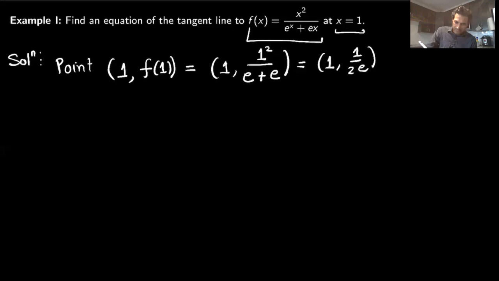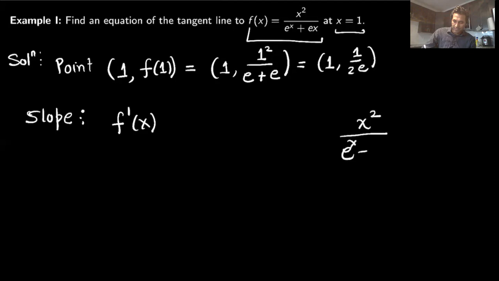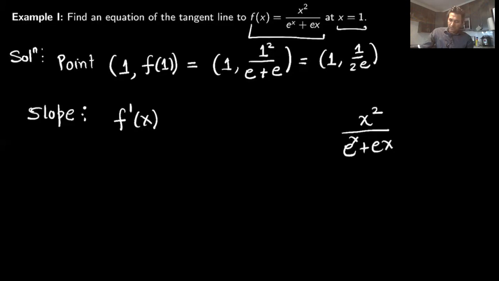In order to find the equation of a line, we need to find the slope also. So let's calculate the slope. We can calculate the slope from the derivative of the function. So first we need to calculate f prime of x. Since our function is a quotient, x squared over (e to the power x plus ex), we will use the quotient rule. You calculate the derivative of the top, which is 2x. You calculate the derivative of the bottom, which is e to the power x.